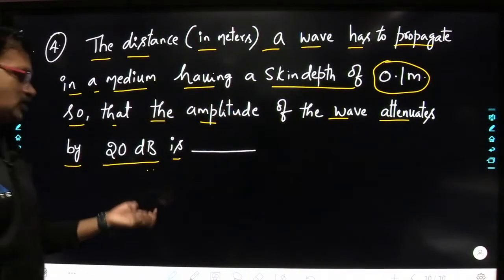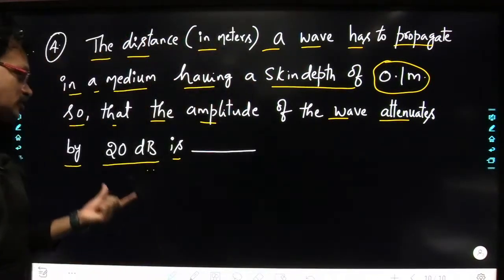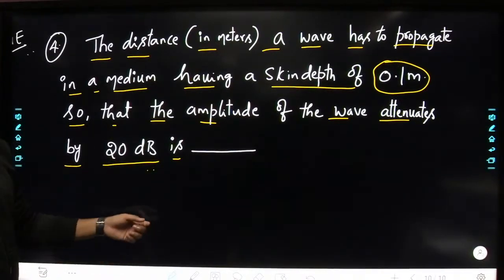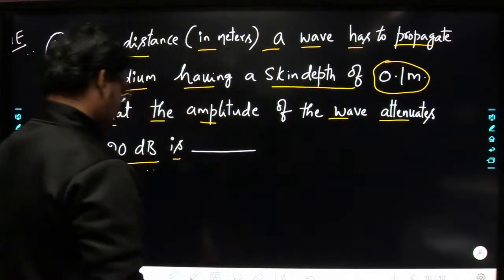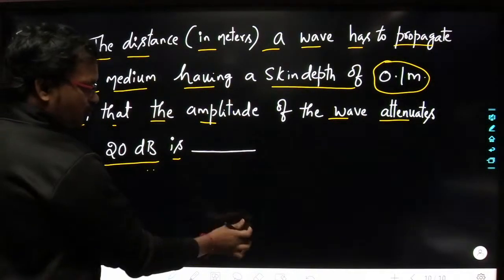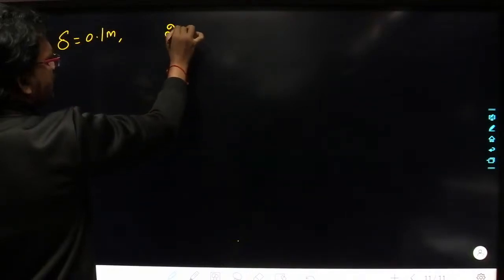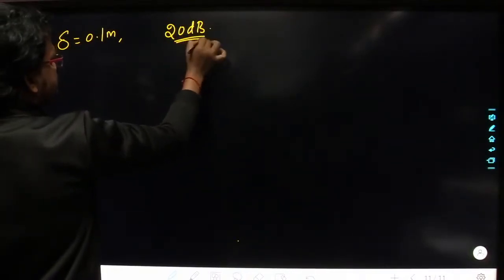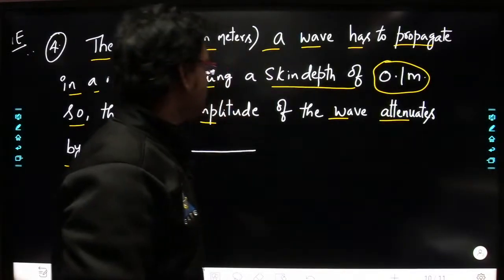So here the overall attenuation they have given is in terms of dB. So that is 20 dB. So in this case, how can we solve the problem? I will explain two methods for this one. So the first one: they have given the skin depth delta is equal to 0.1 meters and the attenuation as 20 dB, right?